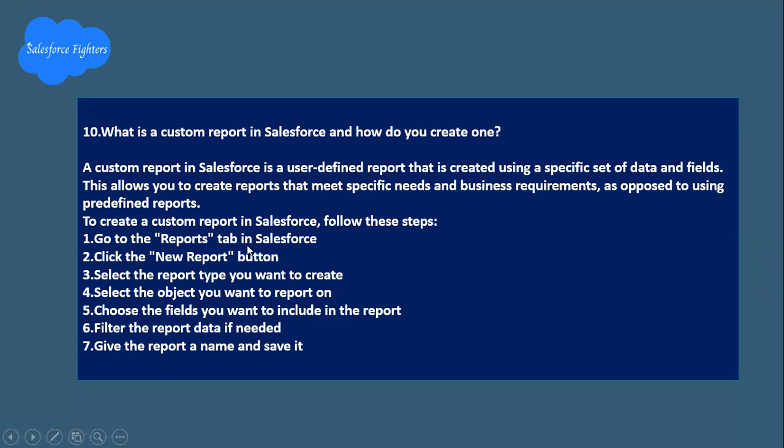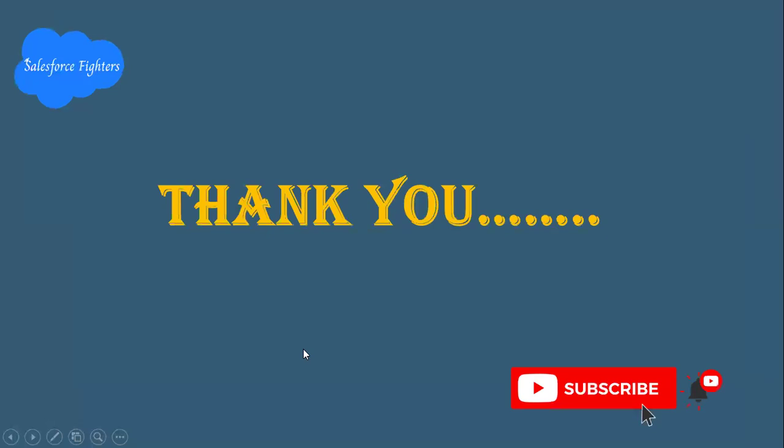Go to the Reports tab in Salesforce, click the New Report button, select the report type you want to create, select the object you want to report on, and choose the fields you want to include in the report. Filter the report data as needed, give the report a name, and save it.